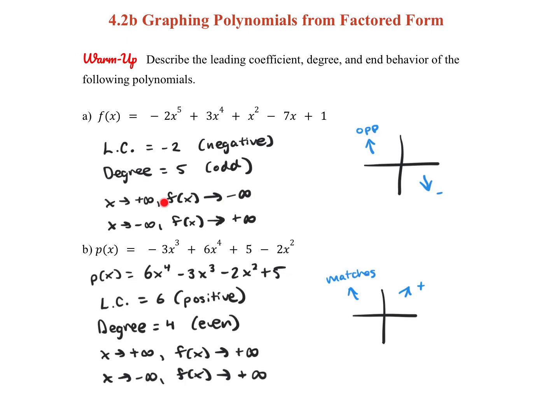Okay, go ahead and check your work here. Remember, the leading coefficient tells us the end behavior on the right. So if the leading coefficient is negative, the right side goes down. If the leading coefficient is positive, the right side goes up. The degree tells us if our end behavior matches. So if your degree is odd, the end behavior is opposite. And if your degree is even, your end behavior matches.